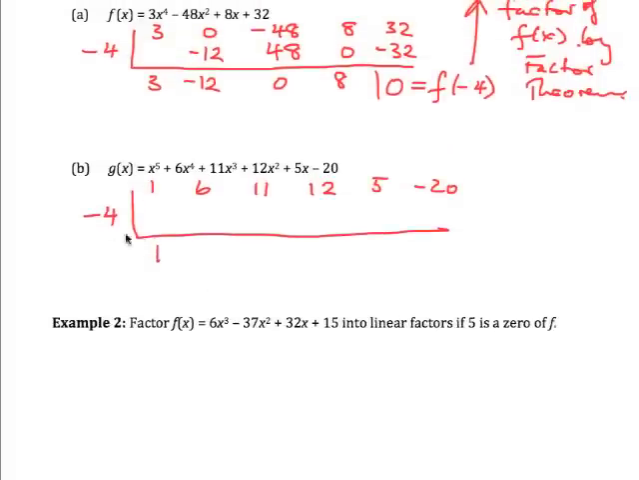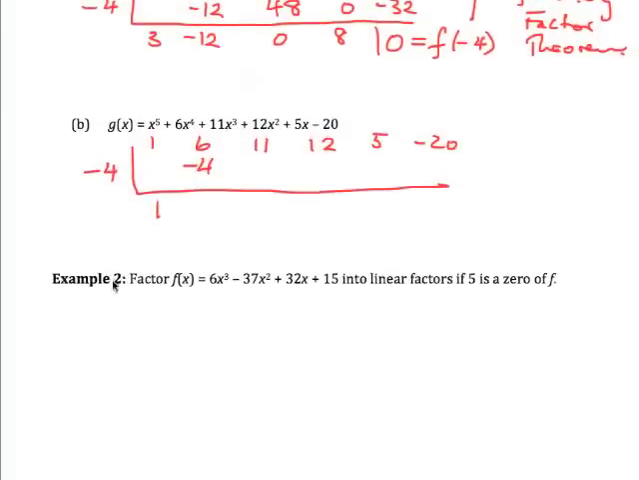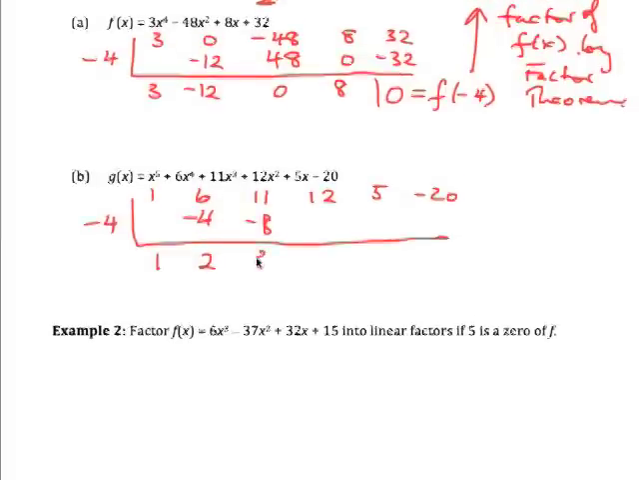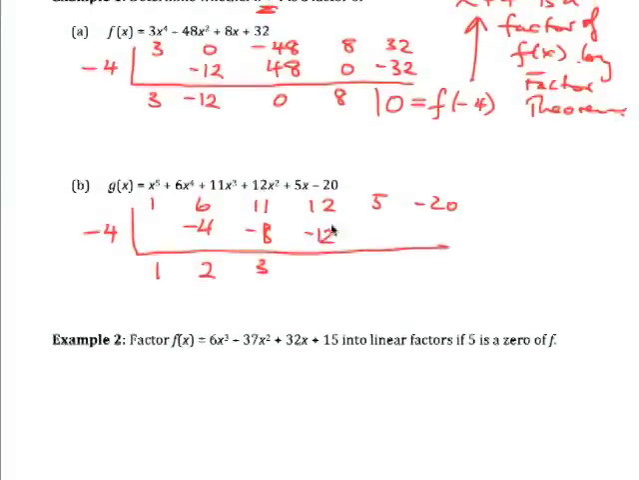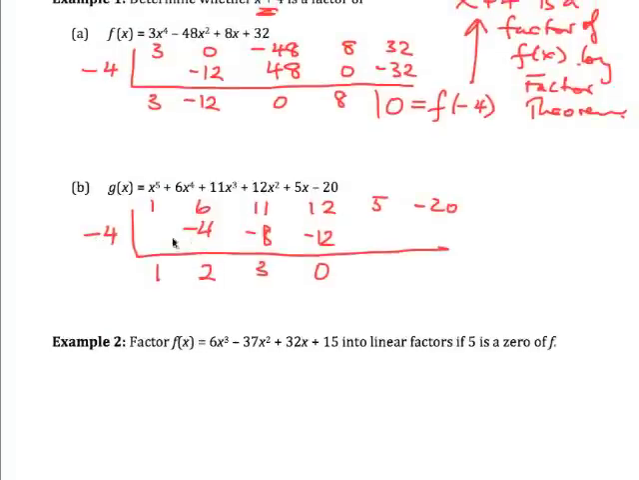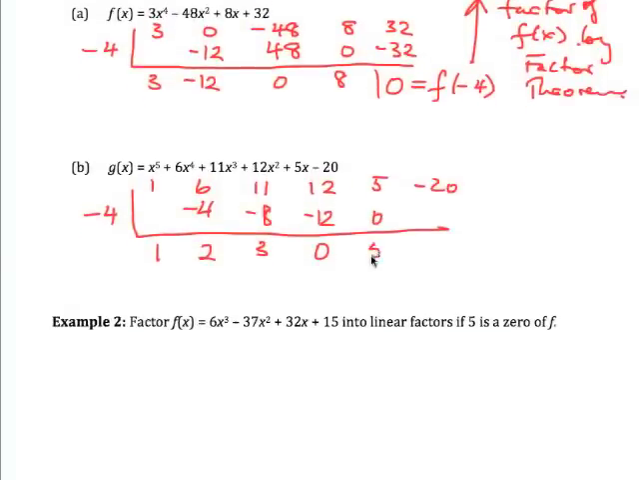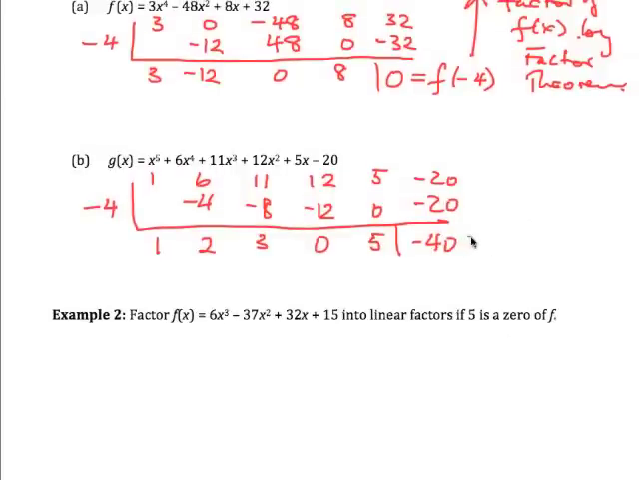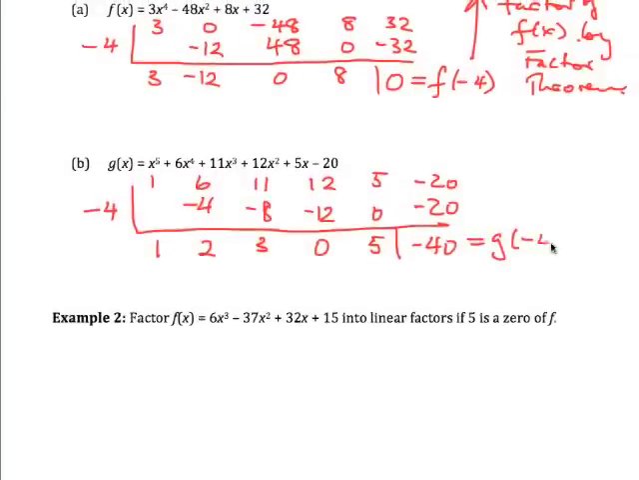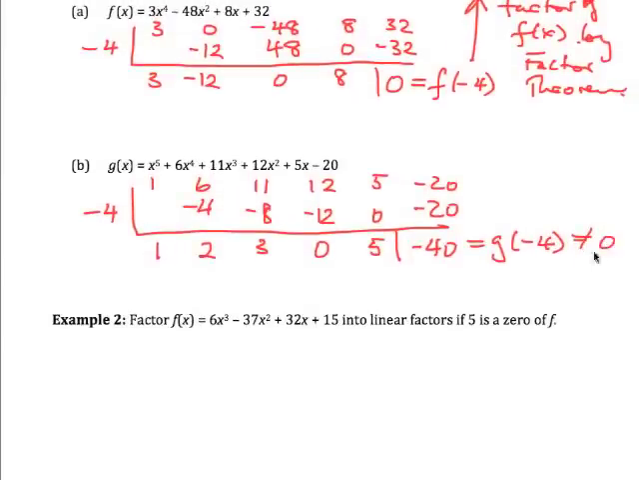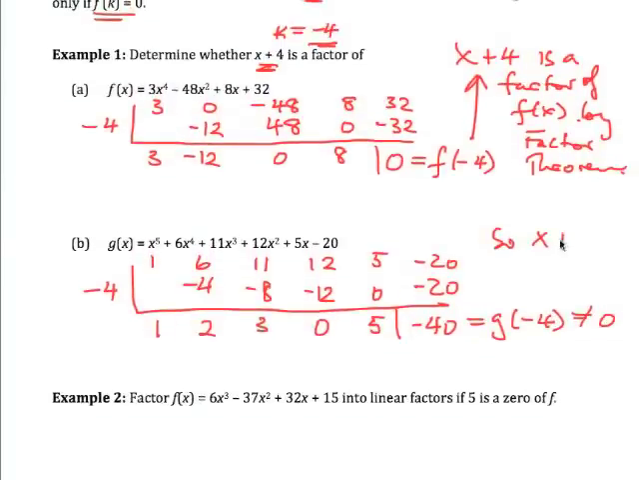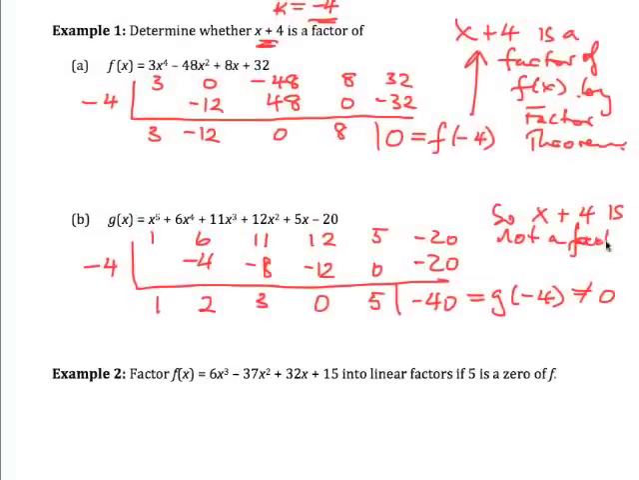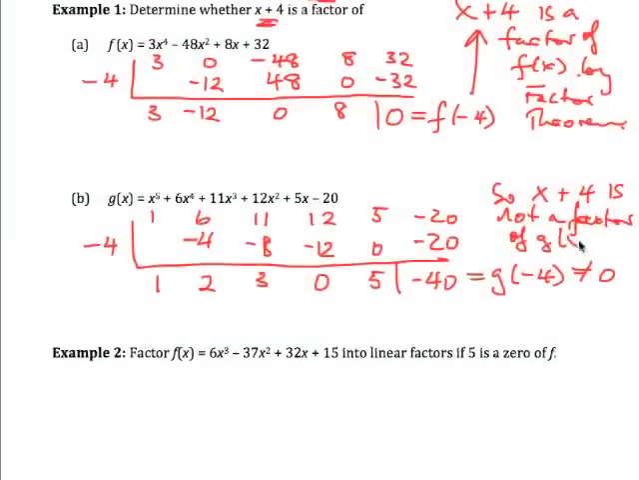Again we bring our 1 down, multiply by -4 gives me -4. Adding here, I get 2. -4 by 2 is -8. Add, I get 3. -4 by 3 is -12. Add, I get 0. -4 by 0 is 0, so adding, I get 5. And here I get -20. When I add, I get -40. This is g of -4, and notice that this is not equal to 0. So x plus 4 is not a factor of g of x.